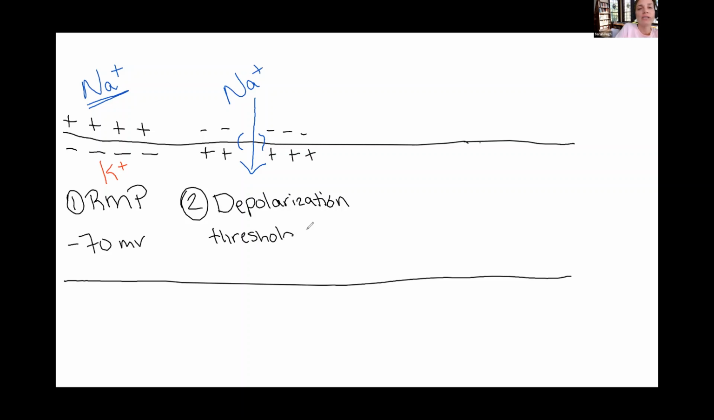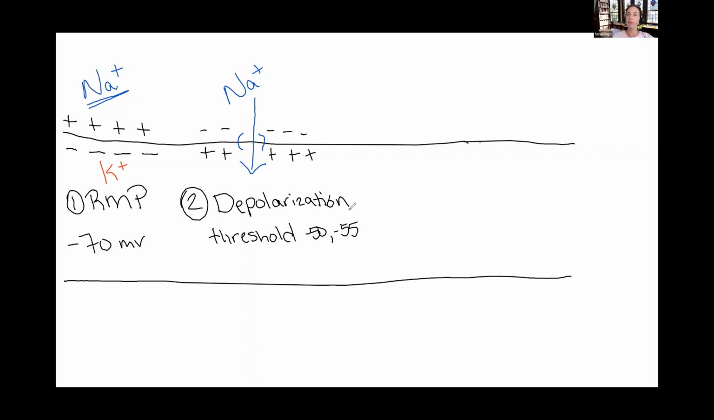And threshold is negative 50 to negative 55 millivolts. I know that seems weird because I just told you that the inside, I drew positive charges inside, and now I'm telling you it's negative 50 to 55. I want you to think on a number line, okay? Do your number line up and down and put negative 70 in there and then put in negative 50. Negative 50 is more positive, right, than negative 70. It's closer to 0. And so this is why we say the inside is getting more positive, okay?